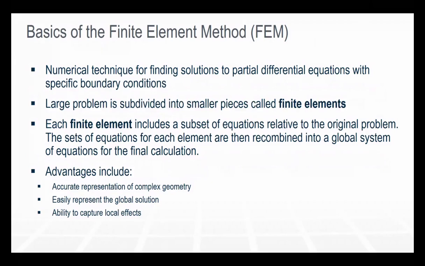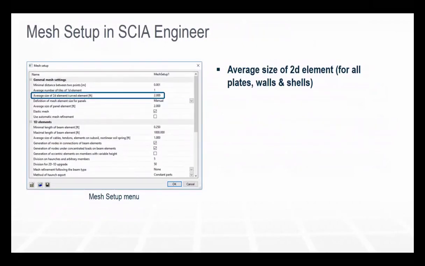Some of the advantages of the finite element method include an accurate representation of complex geometries, the ability to easily represent a large global solution, and also the ability to capture local effects in a much larger problem. In that case, you're not just concerned with the global solution, but you can also concern yourself with the local effects, which in a lot of cases we need to do as structural engineers.